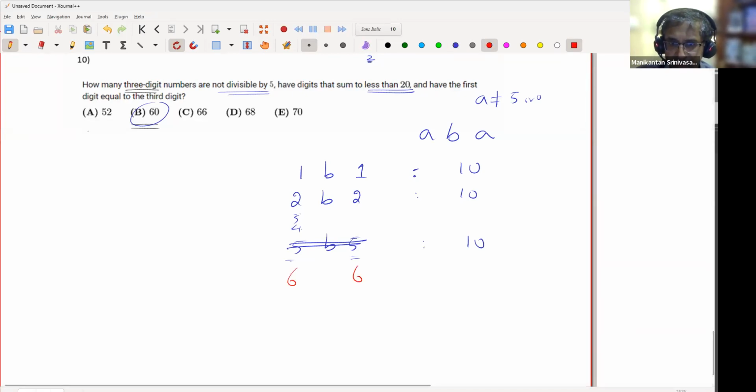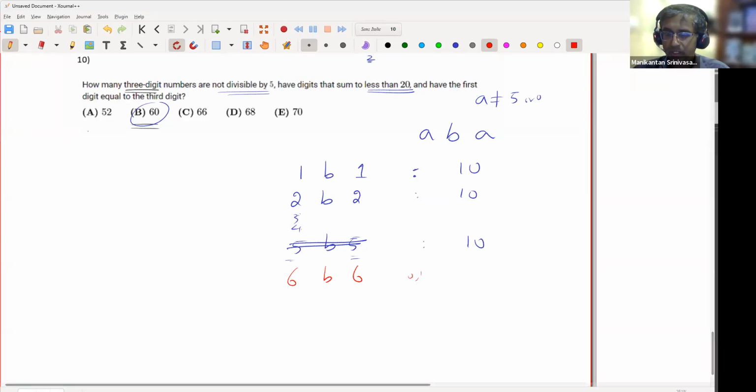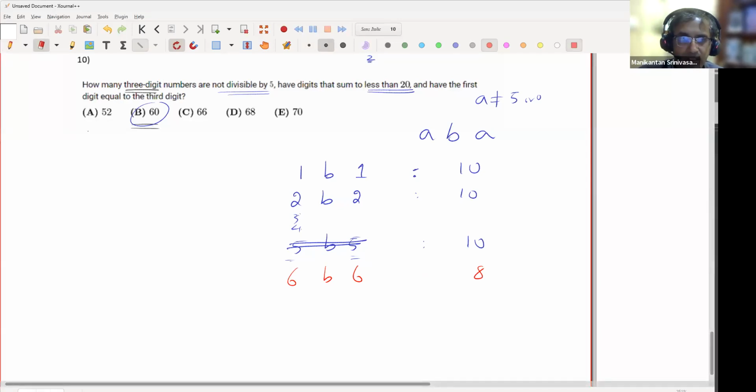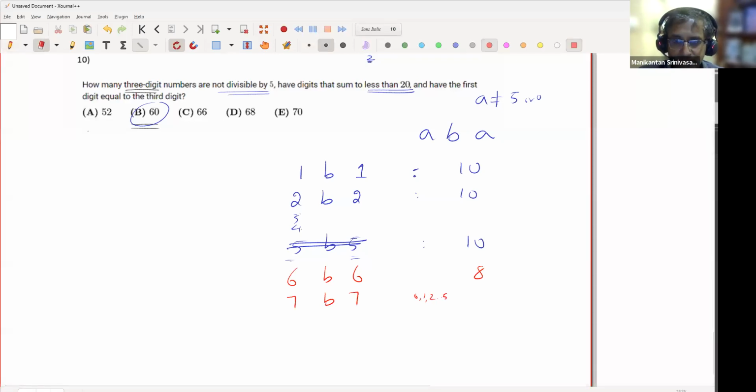So if A is 6, 6 plus 6 is 12. So B can be only from 0, 1, 2, all the way till 7. So that's 8 numbers. Okay, so B has only 8 choices. If I'm making some mistake, please stop me, guys. Similarly, if A is 7, 7 plus 7 is 14. So B can be 0, 1, 2, until 5, which is 6 numbers.